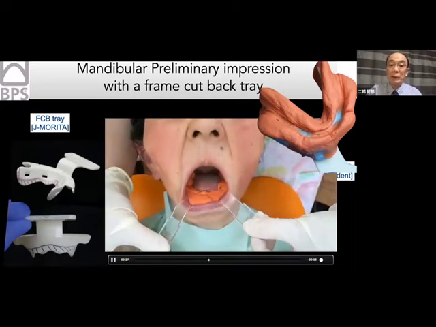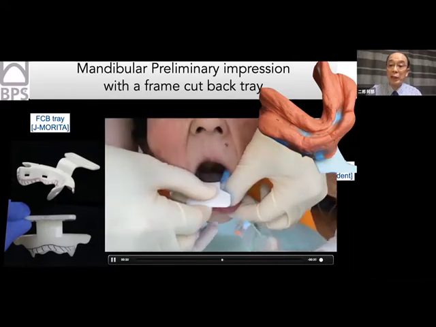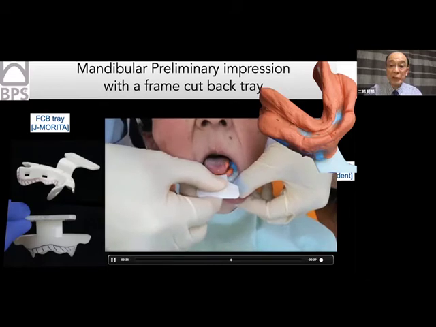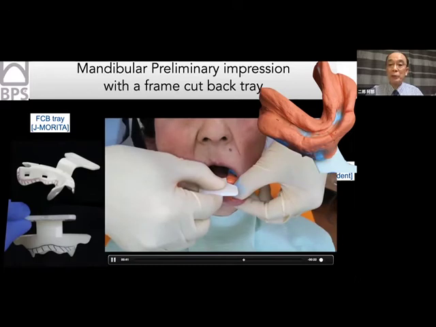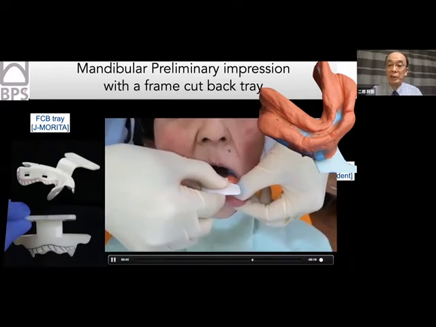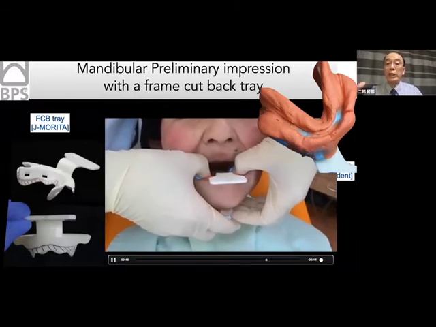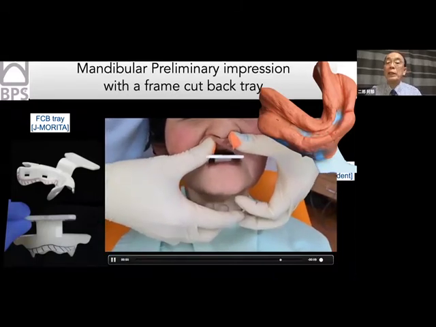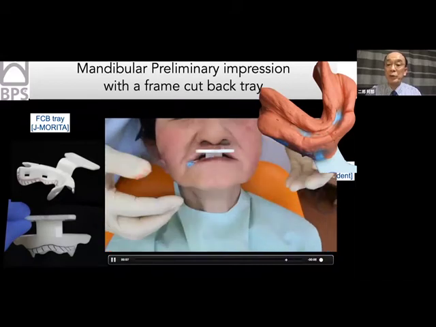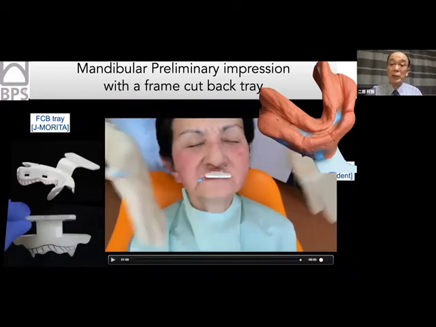The frame cutback tray loaded with heavy-bodied impression material is inserted into the mouth and placed straight down, being sure not to load it down. Ask the patient to stick out the tongue only one time, and wait for 7 seconds until the tongue rests. Change your finger position, but be sure not to load the tray down posteriorly. Straight down, always straight down. Ask the patient to hold the handle with her lips. And finally, massage. This motion prevents the building up of impression material within the cheeks.